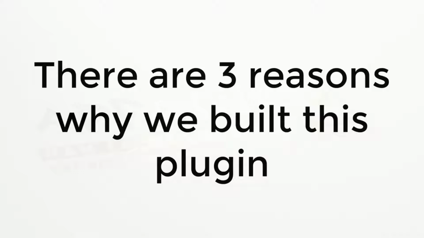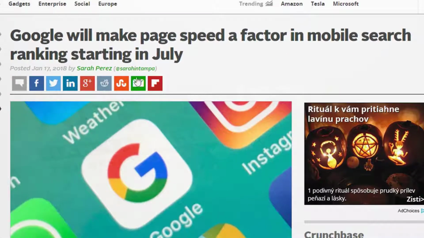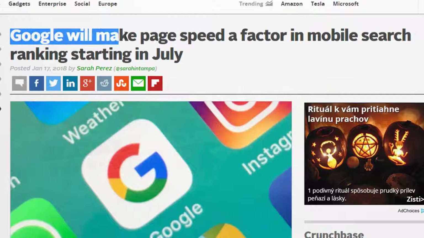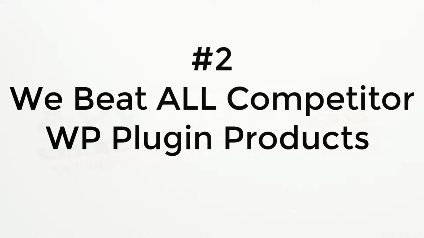Before I show you how it all works, there are 3 reasons why we built this plugin. Firstly, Google is rolling out a massive update in July 2018, which means if your sites are slow on mobile, you will lose rankings. This currently affects over 52% of all traffic, and that figure is rising.